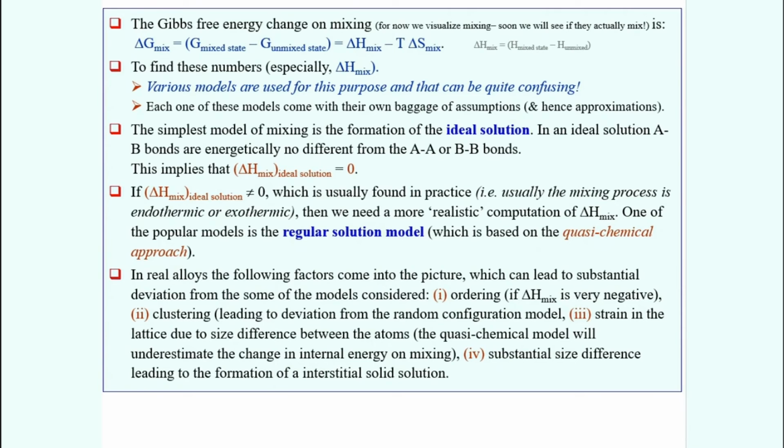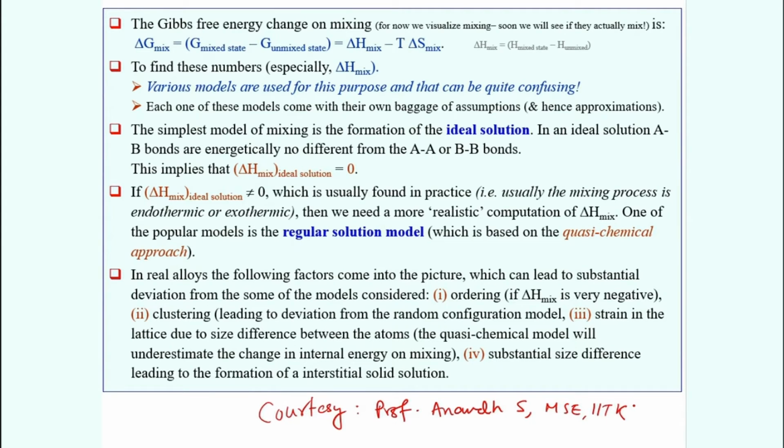Now, these are the slides I am using from my colleague Professor Anna Subramaniam. The Gibbs free energy of mixing is basically the mixed state minus the unmixed state. That we have already done.